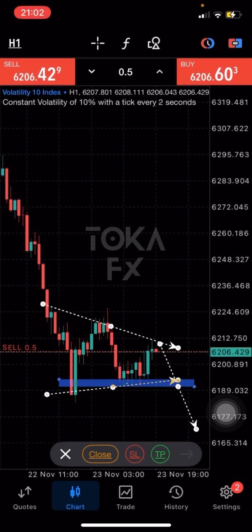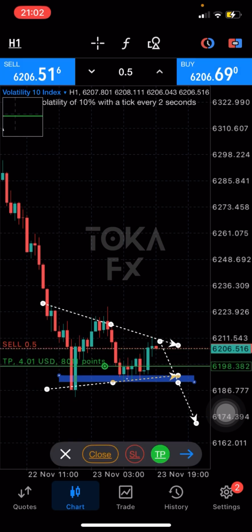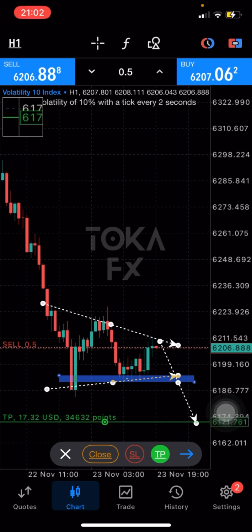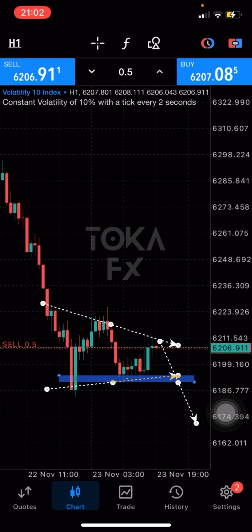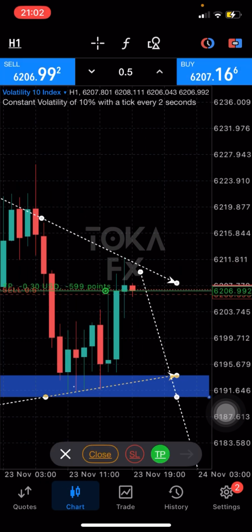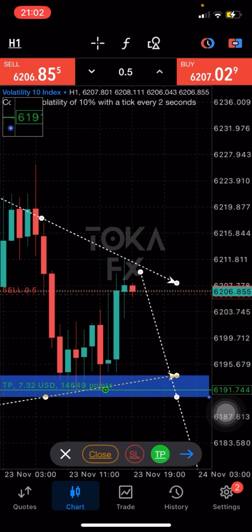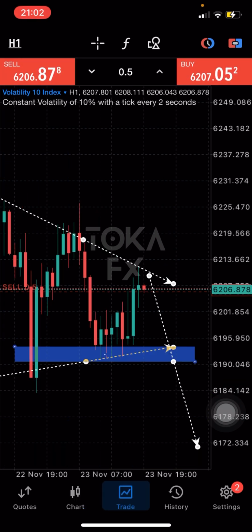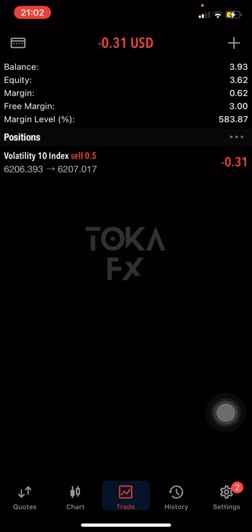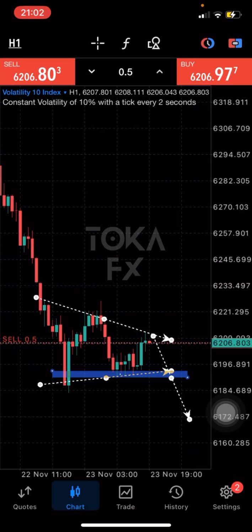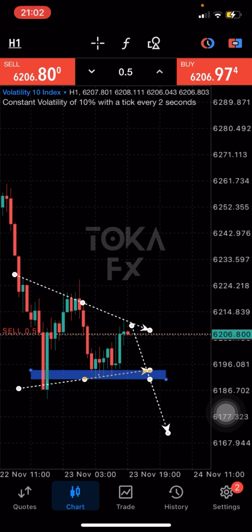We just mark our TP level just like that, but our main aim is where the blue shadow zone is. That's where we're anticipating for the market to come and touch the level. So yeah, let's just put our TP there. So from $3.93, let's just see how far we can take this account.